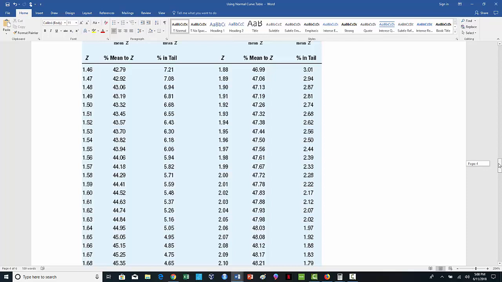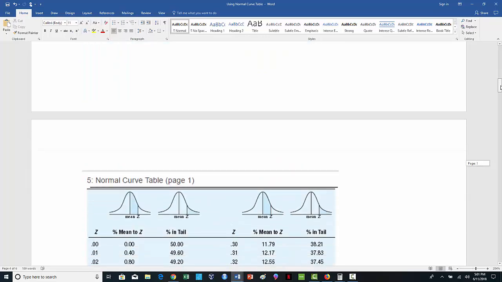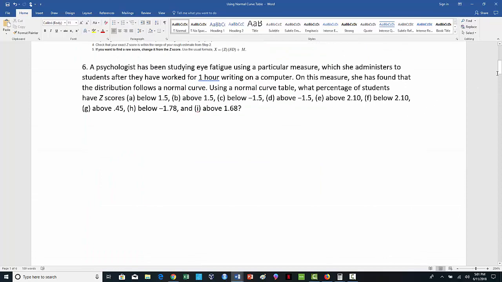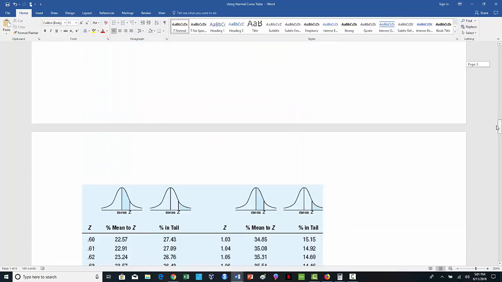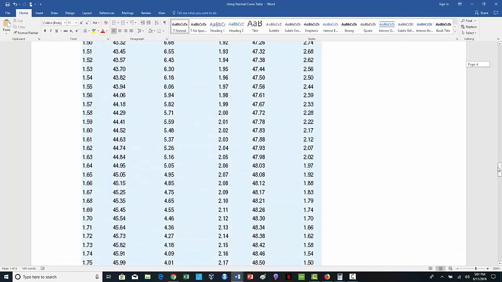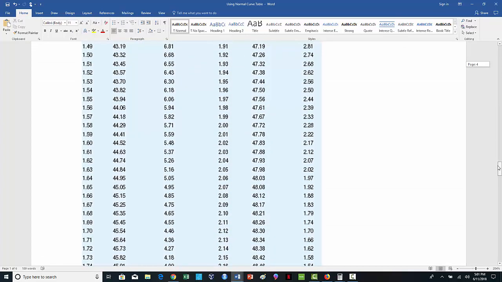It's asking about in the tail, the 1.79%. And if it's asking what percentage are below that, well, you could think of it as just 100% because the whole curve has to be 100 minus that 1.79, and you'd get 98.21%. Just to give you another way to think about that, it's 50% plus that 48.21.